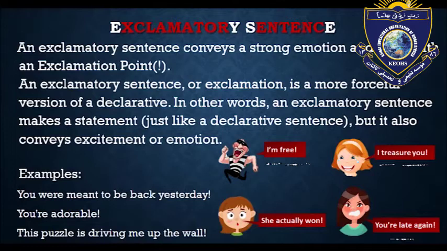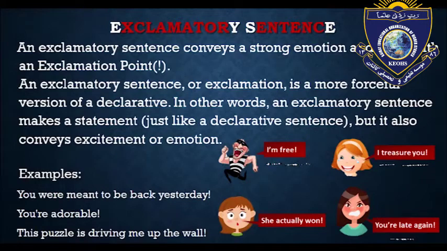I'll repeat again, guys. An exclamatory sentence conveys a strong emotion and ends with an exclamation point. An exclamatory sentence, or exclamation, is a more forceful version of a declarative. In other words, an exclamatory sentence makes a statement just like a declarative sentence, but keep in mind, guys, it also conveys excitement or emotion. This was the definition of the exclamatory sentence.